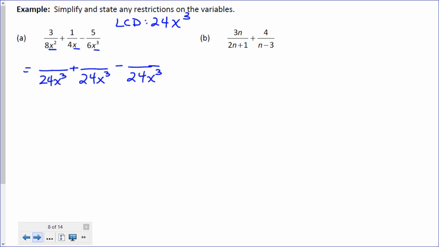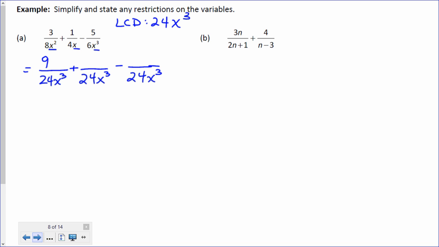I want you to write each of those expressions with a denominator of 24x cubed. And it's the same rules you've used all along. If now my denominator is 24x cubed, whatever you did to 8x squared to get 24x cubed, you need to do the same thing to the numerator. So let's think logically. To get from 8 to 24, you multiplied by 3. So I have to do 3 times 3 is 9.